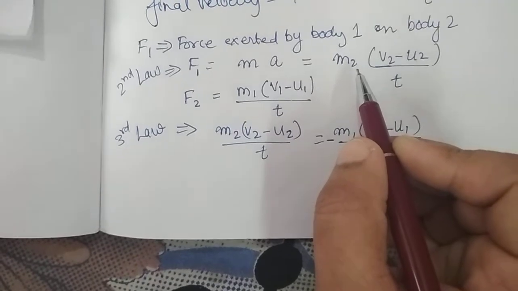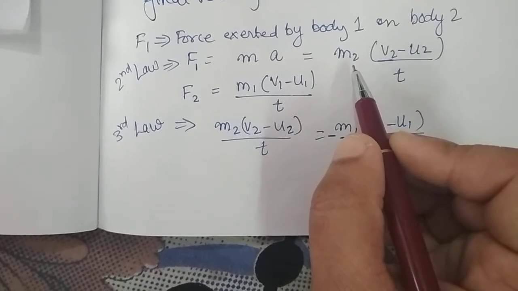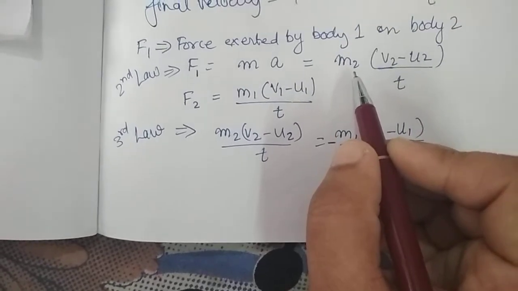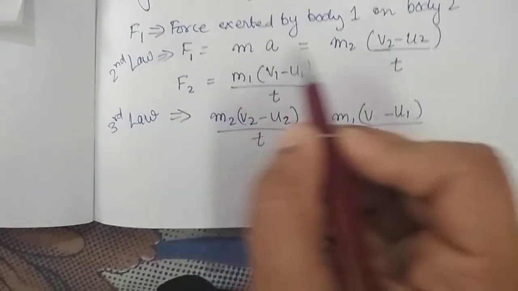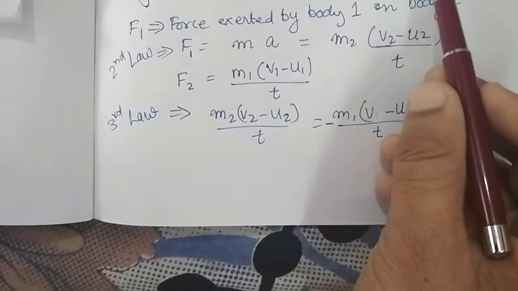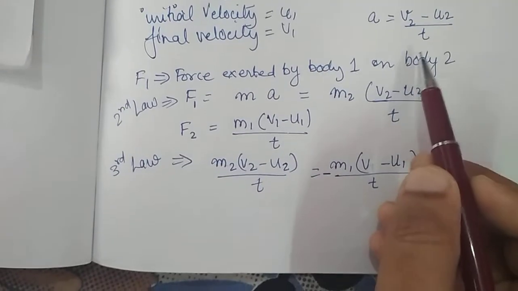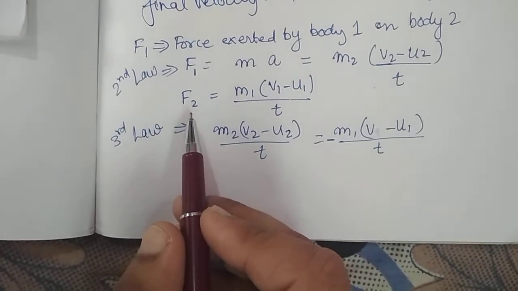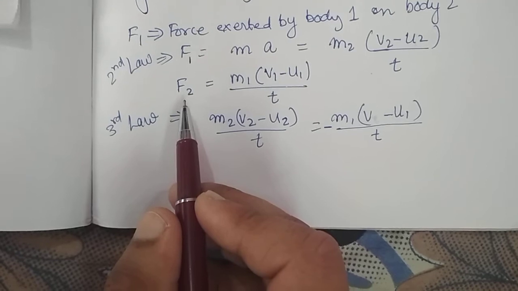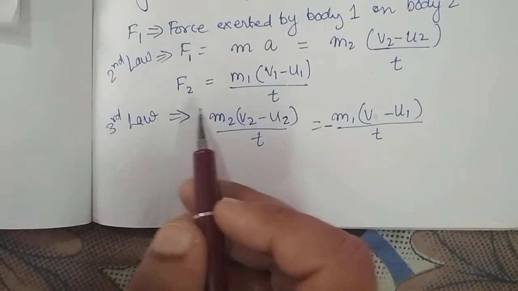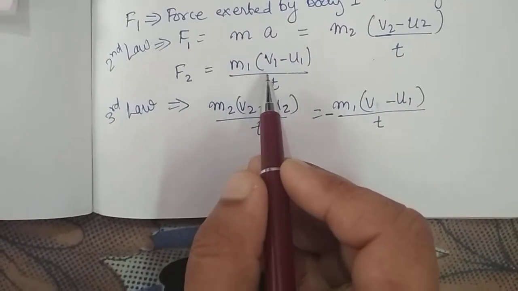Now we are going to calculate F1. F1 is the force exerted by body 1 on body 2. Here the mass is m2 and the acceleration produced in body 2 is (v2 minus u2) upon t. Similarly, we can calculate F2. What is F2? F2 is the force exerted by body 2 on body 1. We can calculate it very easily.